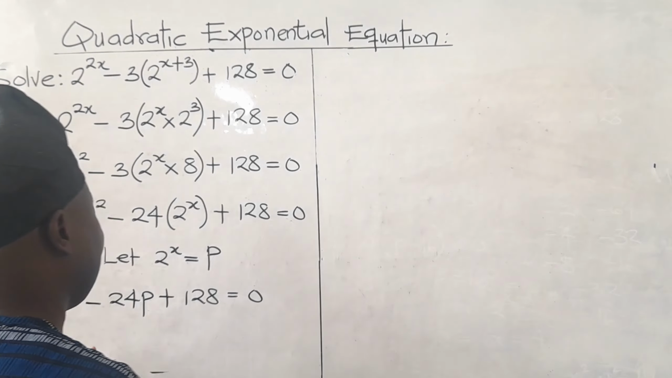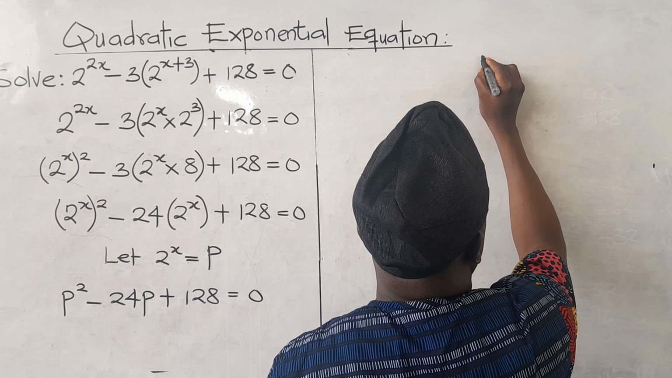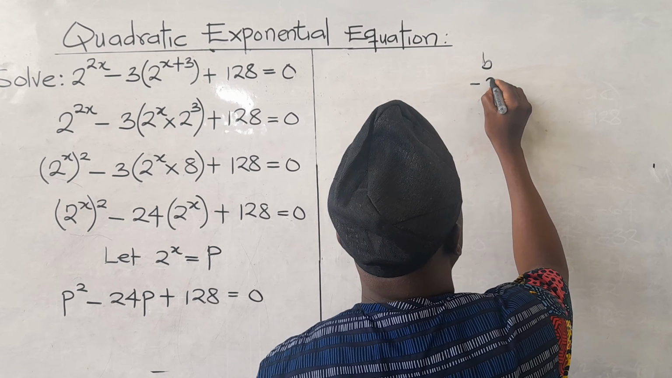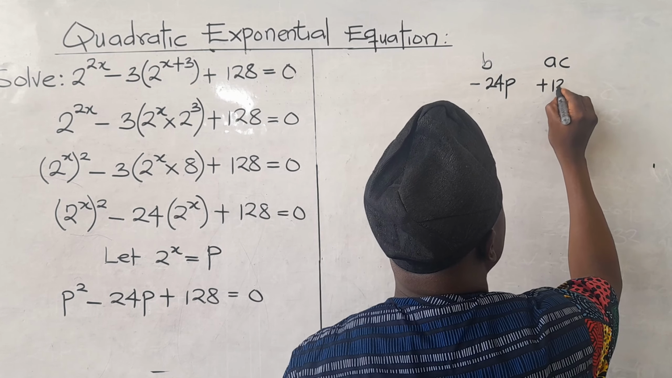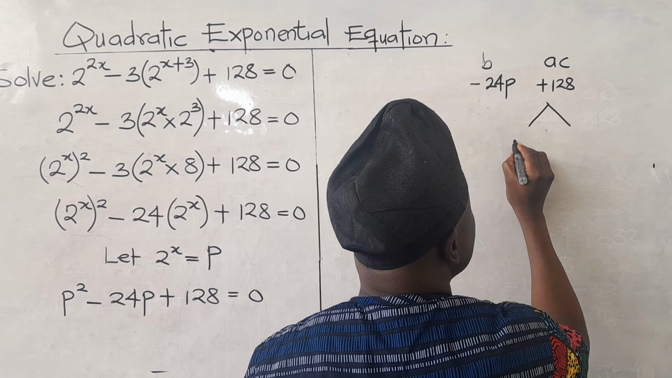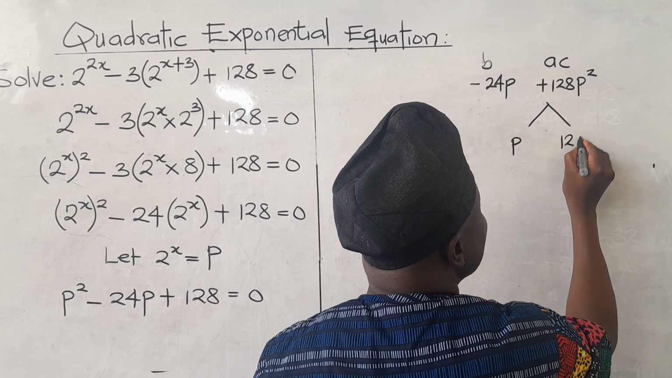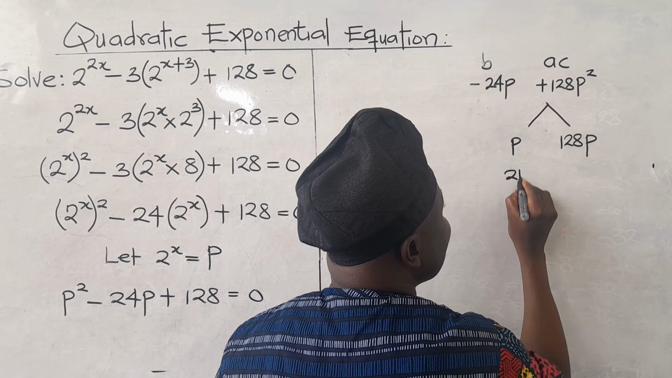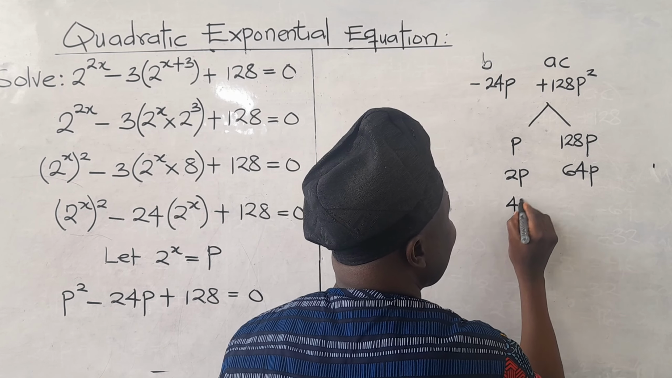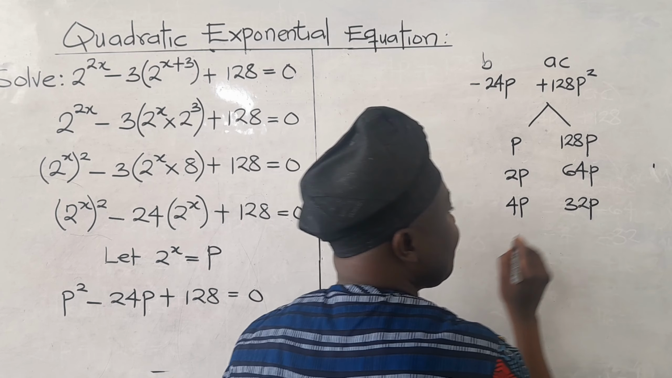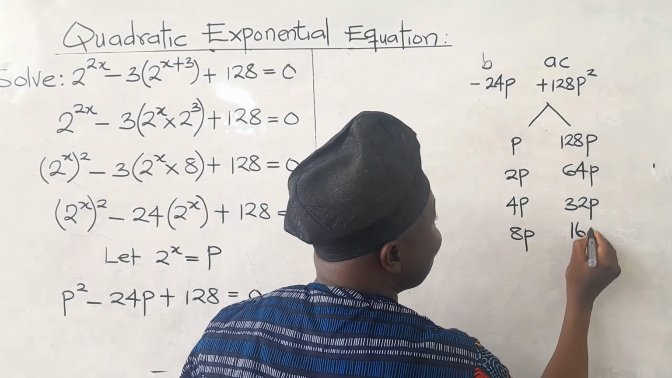How do we factorize this? What we'll do is this. This is a, let's write b. b is minus 24p. ac is plus 128. What are the factors of 128? p squared will be p and 128p. We have 2p and 64p. We have 4p and 32p. We have 8p and 16p. In fact, I will stop here.